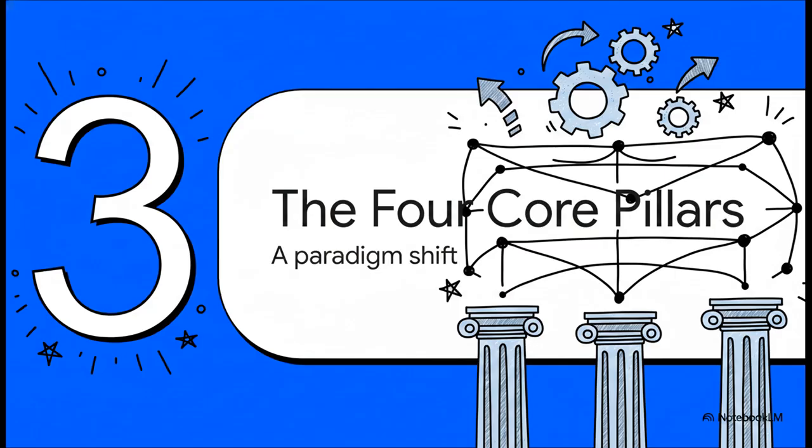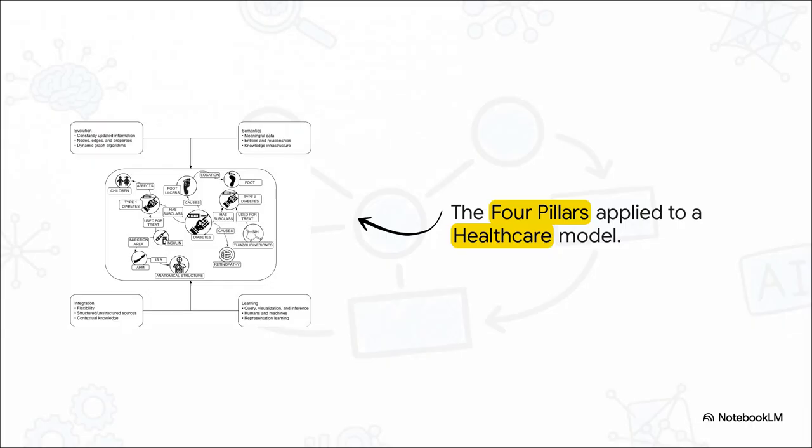Now that we know what a knowledge graph is fundamentally made of, let's explore the pillars that make this a complete paradigm shift for data. Now, what's really interesting about this is how perfectly it maps abstract pillars to a concrete structure. When applied to a healthcare model, you can easily see how entities like type 2 diabetes and insulin are structurally bound together by their semantics, integration, and evolution within the graph.